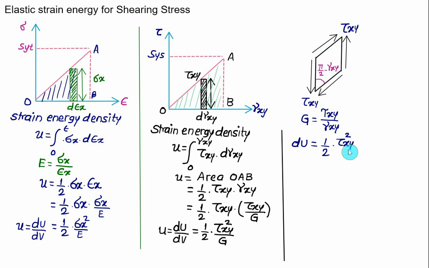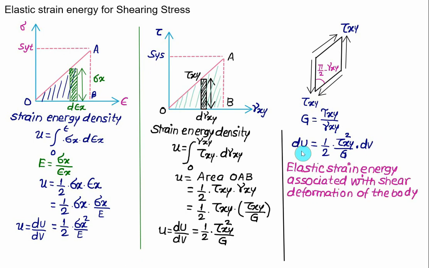We have the square of it divided by the modulus G, multiplied by dV. So if you integrate the above equation, we can calculate the elastic strain energy associated with the shear deformation of the body, and the total shear strain energy U will be equal to the integral of 1/2 times tau xy squared divided by the modulus of rigidity G, dV.